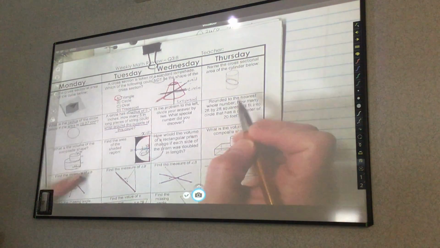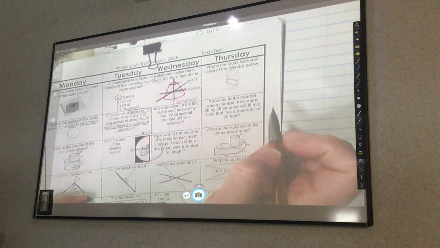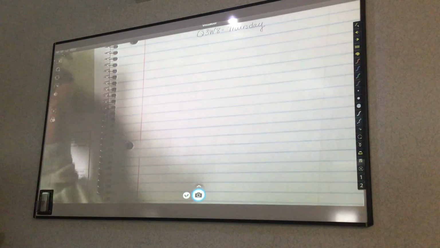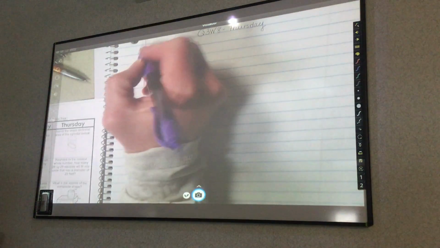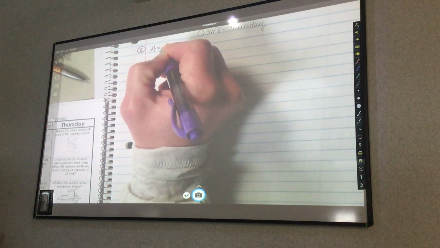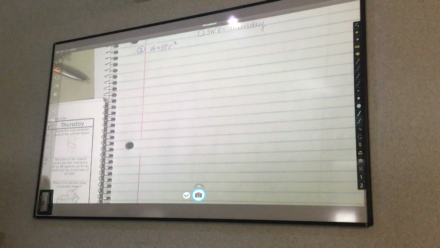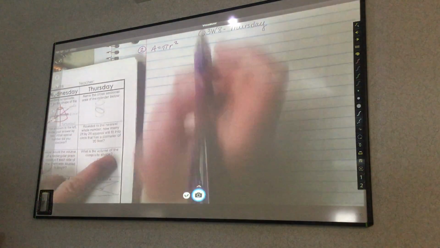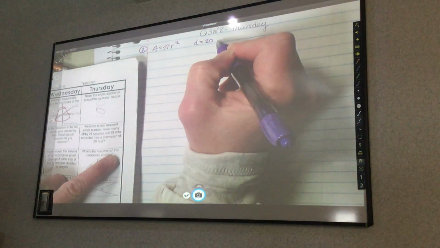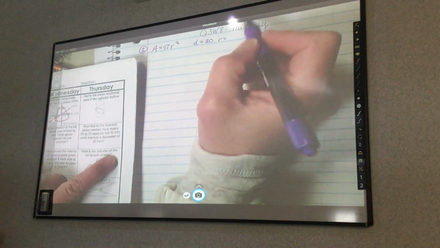How many 2 foot by 2 foot squares will fit into a circle that has a diameter of 20 feet? So what you have to do is you have to find the area of the circle. So area equals pi r squared. And it said the diameter was 20 feet. So then what would be my radius? What's my radius then? 10.